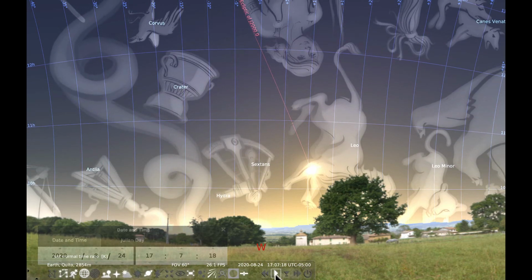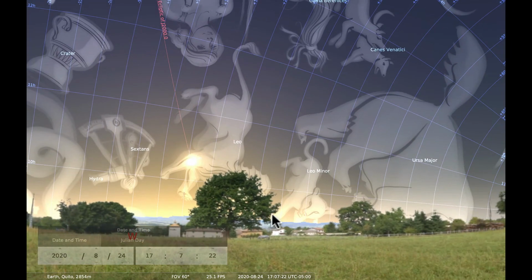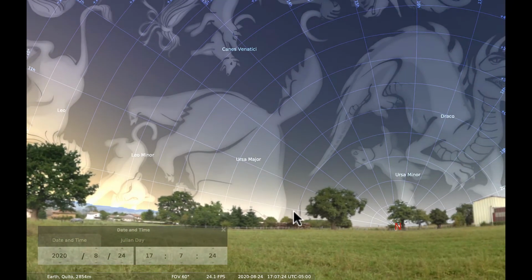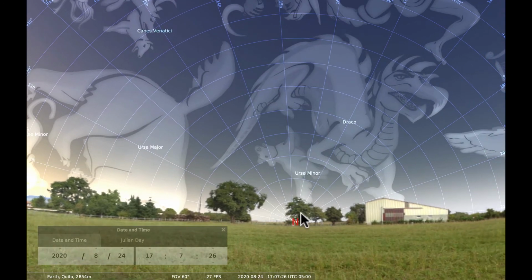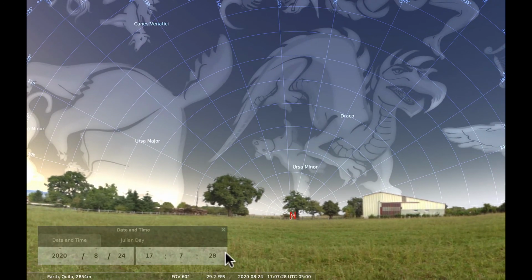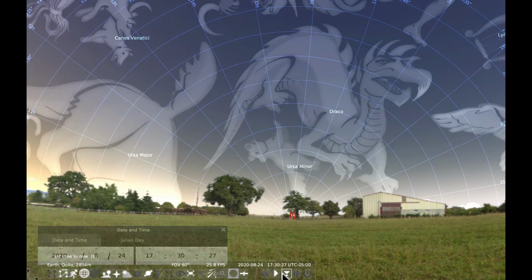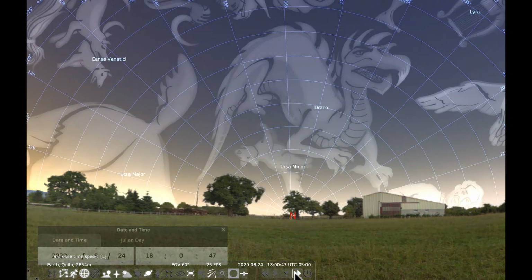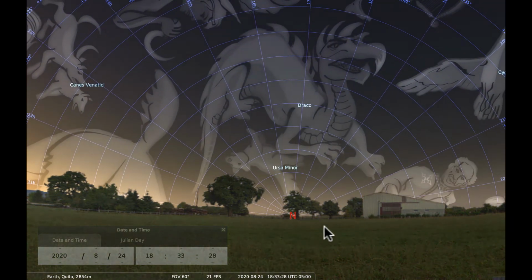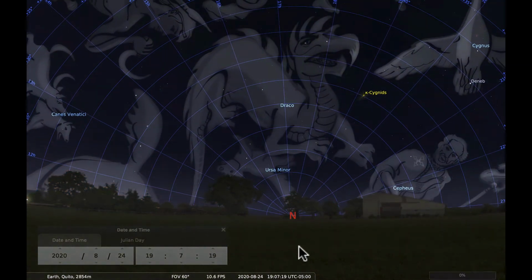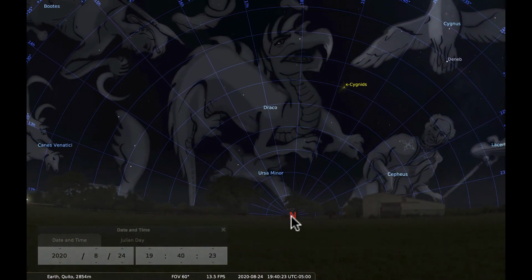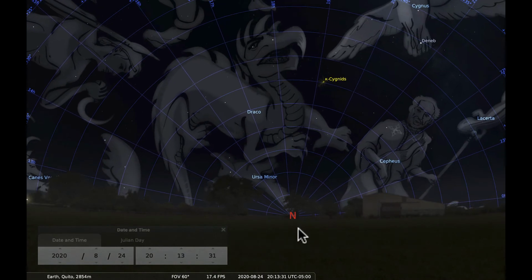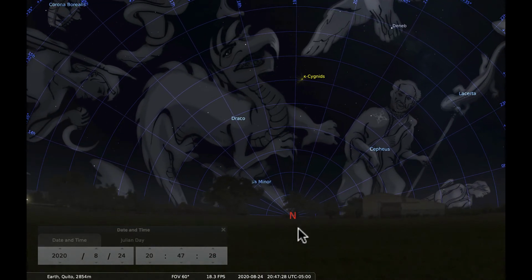I'm going to stop us for a second. And now let's look more toward the north. And notice now as we look to the north, and I'm going to let the time evolve here, go a little faster. Notice what's happening is this celestial sphere is rotating around once again, but the North Star, that is the tip of the tail of Ursa Minor, is right on the horizon.